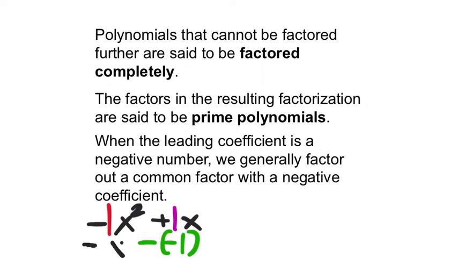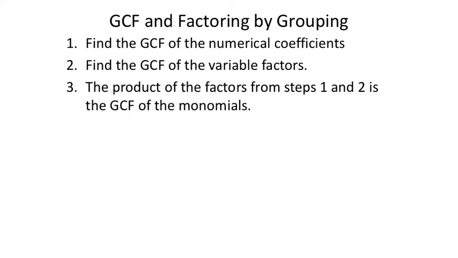Let me rewrite the whole thing though. So negative 1x squared minus negative 1x. I didn't really change the value of the expression. I just changed the way that it looked. That's all I did. Okay, and if you could just understand that, then I would kind of hope that factoring becomes kind of easy. All right, so the greatest common factoring and factoring by grouping.